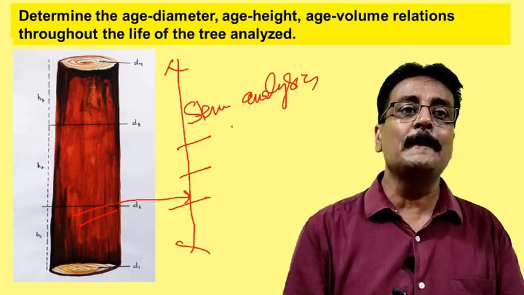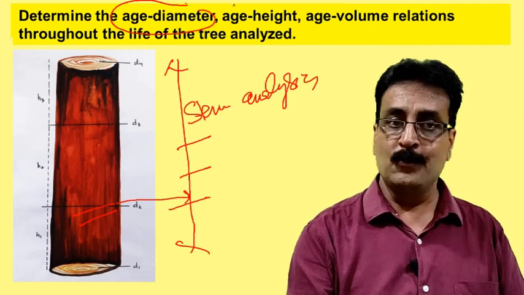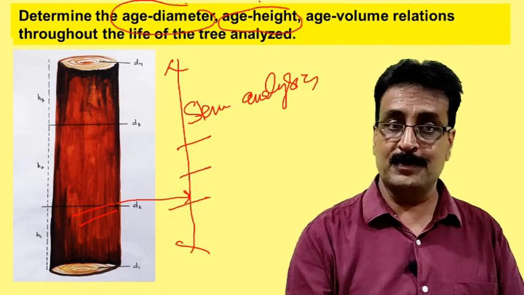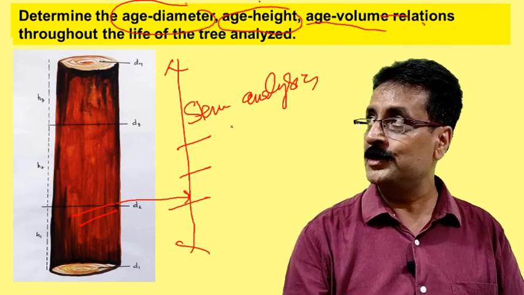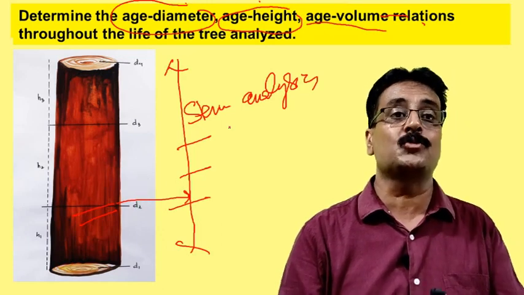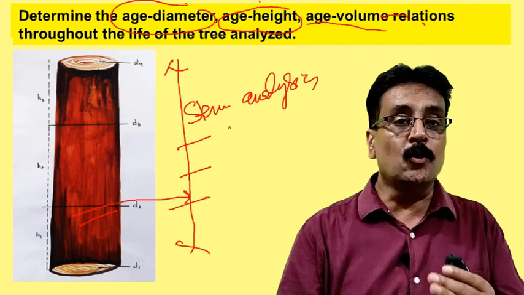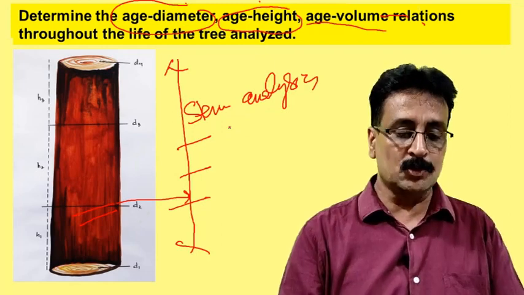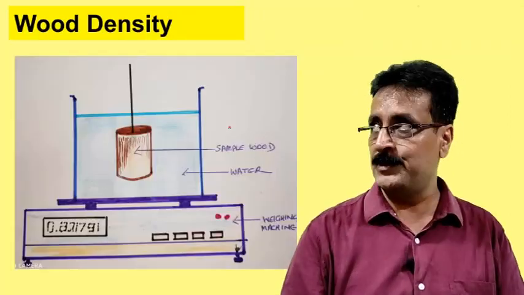These rings will let us understand the age-diameter relationship. They will help us understand the age-height relationship. They will also help us understand the age-volume relationship throughout the entire life of the tree. This will help us to manage, to do more research, and to understand how to go for better treatment and which tree species are better for getting more yield. So we will learn stem analysis in this forest mensuration.